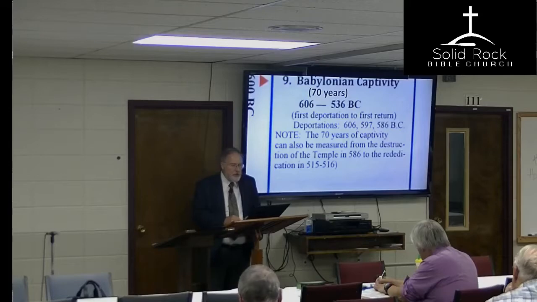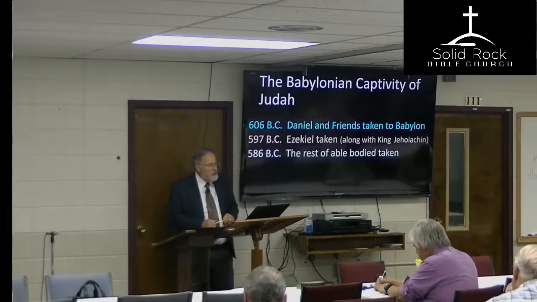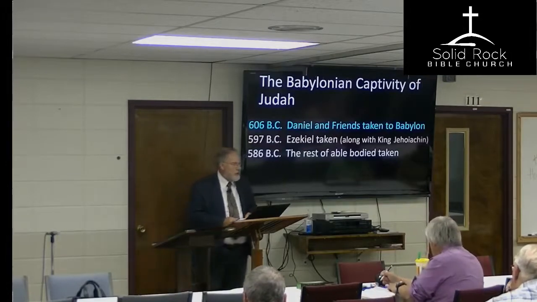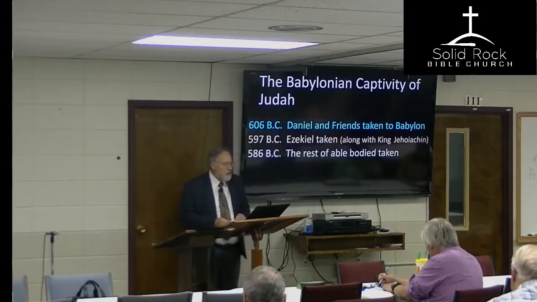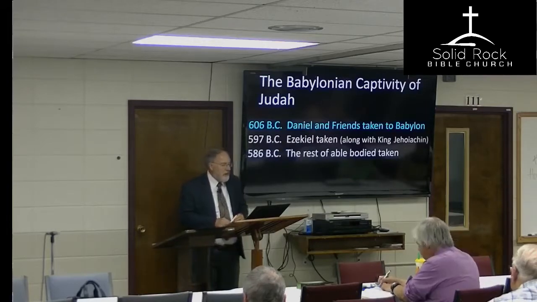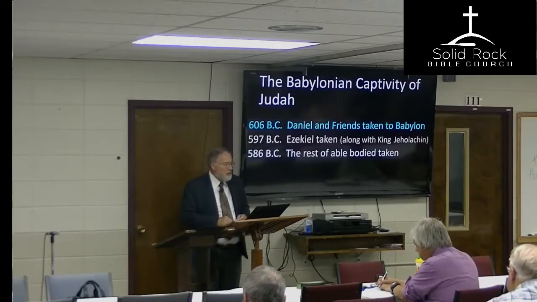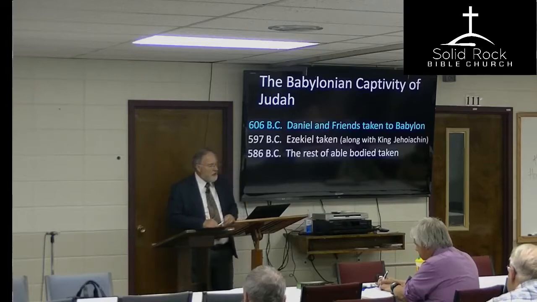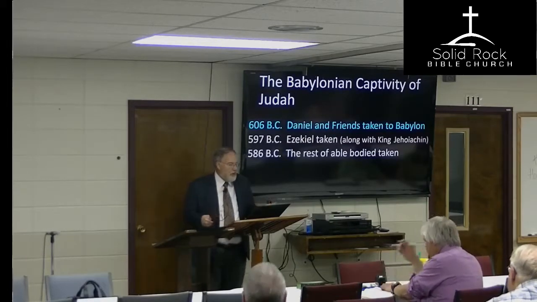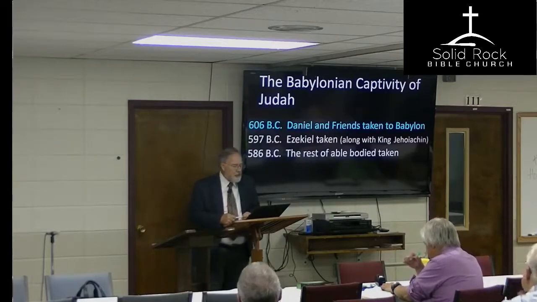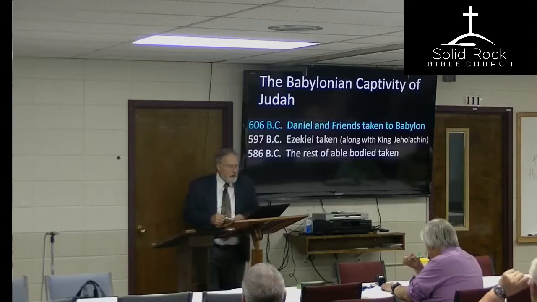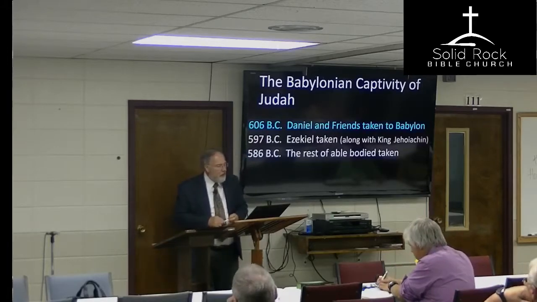3 deportations. Daniel and his friends were taken in the first deportation in 605. And then Ezekiel was taken in the second deportation along with King Jehoiachin in 597, and others were taken. And then the final deportation was 586. And if you were able-bodied and able to walk, you made the trip.